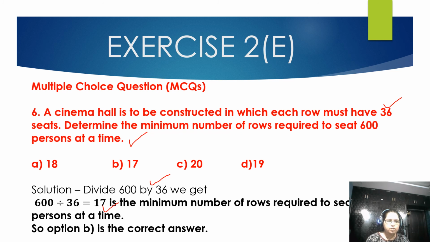When we divide 600 by 36 we get 17 as the quotient. 17 is the minimum number of rows required to seat 600 persons at a time. So option B is the correct answer.